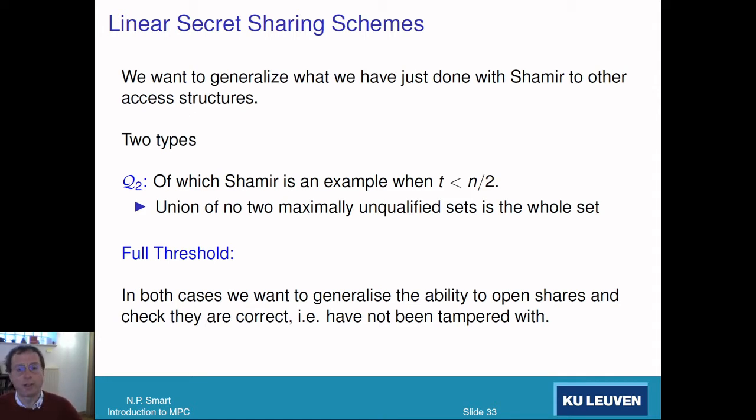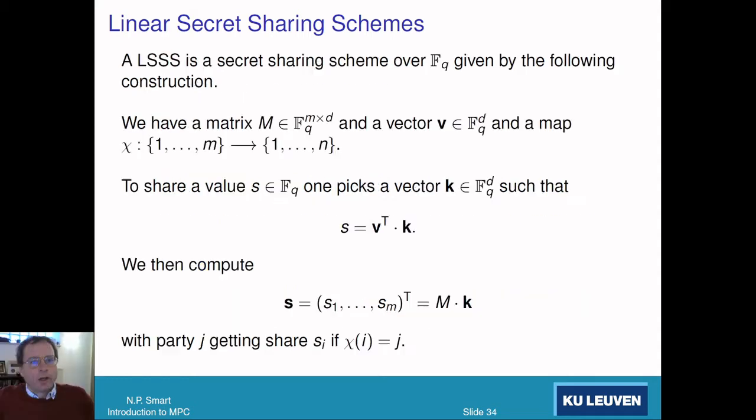And in both of these cases, we want to generalize the ability we had last time to open shares and check that they are correct, i.e. that they haven't been tampered with. So that's what we're really interested in, defining not being tampered with. Okay, so the first thing we're going to do is generalize what we talked about with Shamir, and this is what's called a linear secret sharing scheme.